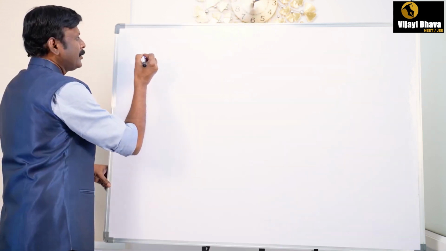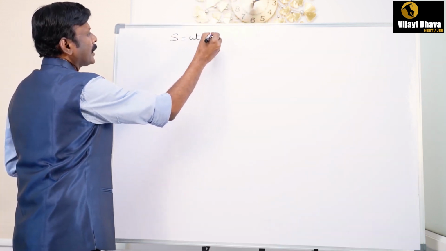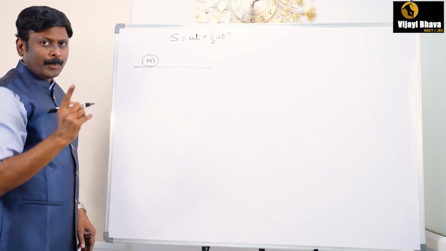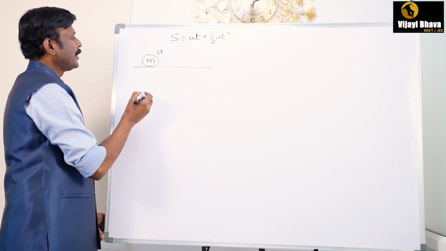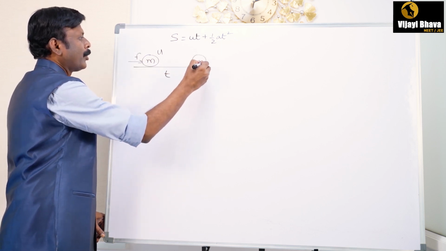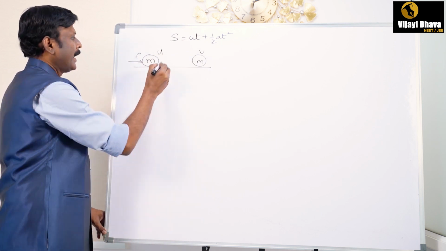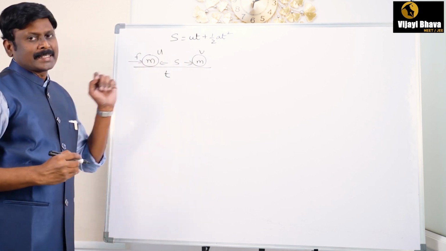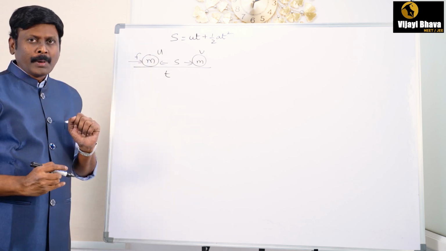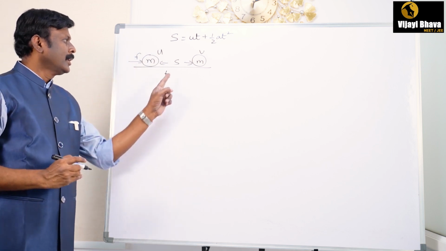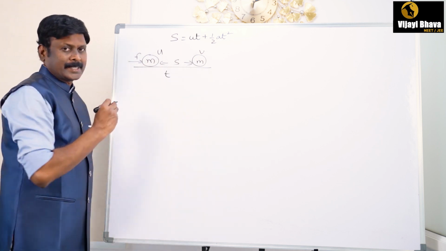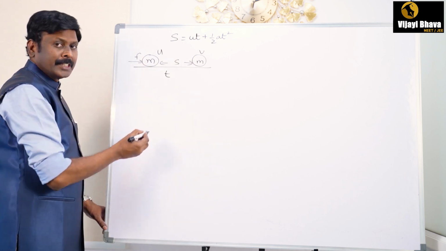To derive this equation S is equal to ut plus half at square, let us consider a body of mass m. A body of mass m is moving with an initial velocity u. By the application of force F in time t, say the body changes its velocity to v and it makes a displacement s. I repeat, a body of mass m was moving with an initial velocity u. By the application of force F in time t, the body changes its velocity to v and it makes a displacement s. Now, let us put all this content in the equation.